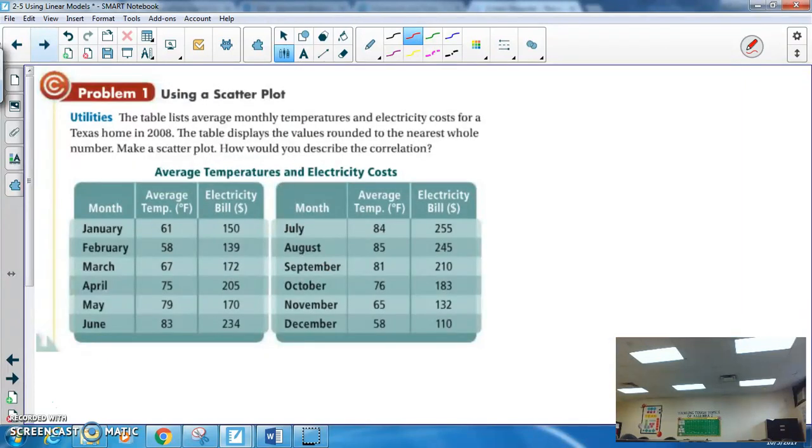Problem 1, using a scatter plot. The table lists average monthly temperatures and electricity costs for a Texas home in 2008. The table displays the values rounded to the nearest whole number. We are going to make a scatter plot, and then we are going to describe the correlation. So we have temperature and electricity bill. We have to think about which is our independent variable, and we're going to go with temperature, because temperature is not affected by the electricity bill, but rather the electricity bill is affected by the temperature. So our independent variable would be our temperature, and our dependent variable will be our electric bill.